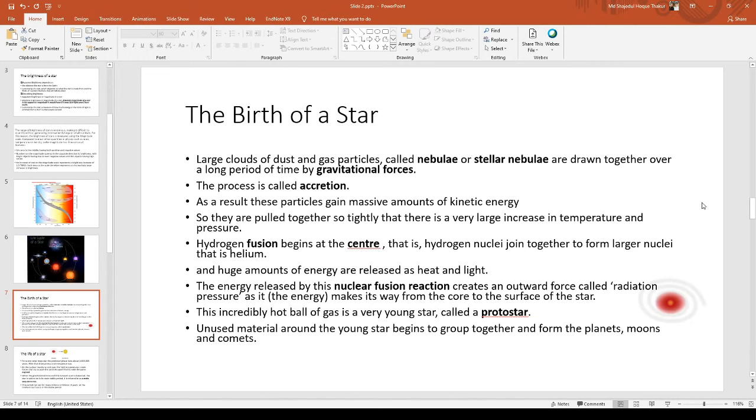they join together to form a larger nucleus, and this is called a nuclear fusion reaction. We will study more about nuclear fusion reaction later in this chapter, and also in the radioactivity section. Okay, so this is nuclear fusion reaction.